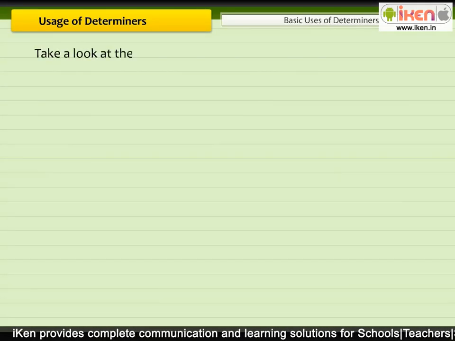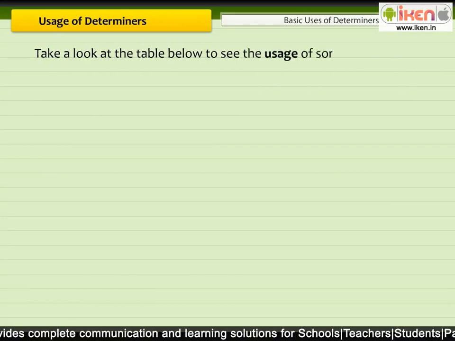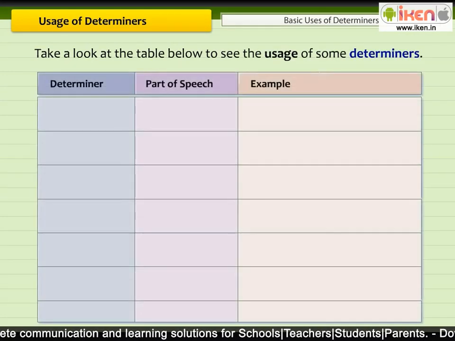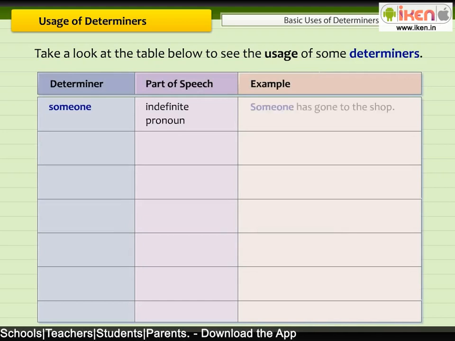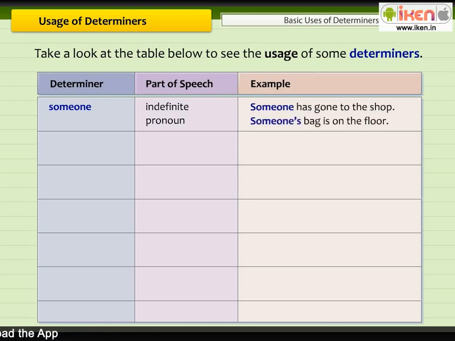Take a look at the table below to see the usage of some determiners. The determiner someone is an indefinite pronoun. It can be used as the subject in the sentence. For example, someone has gone to the shop. It can also be used to indicate possession. For example, someone's bag is on the floor.